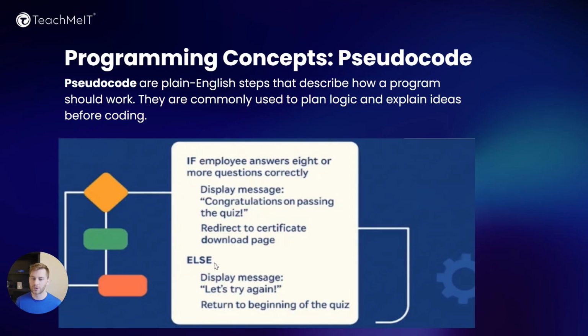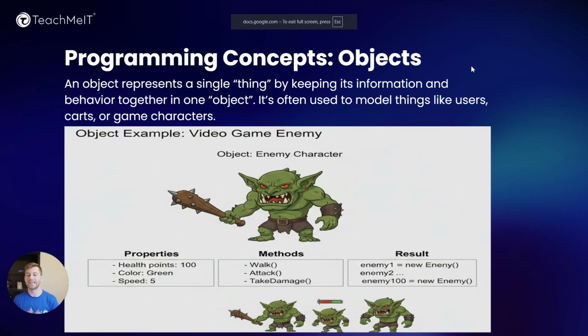The other part of this pseudocode is: else display message, let's try again. And then it returns them to the beginning of the quiz. So essentially, if they didn't get 8 or more questions right, it just sends them to the beginning of the whole quiz and they do it over again. This is a really simple example, but just keep in mind, we can use pseudocode to build out logical steps before we start coding and programming in the actual programming language we're going to be using. So we use plain language here, and then any software developer can just translate that into real code.